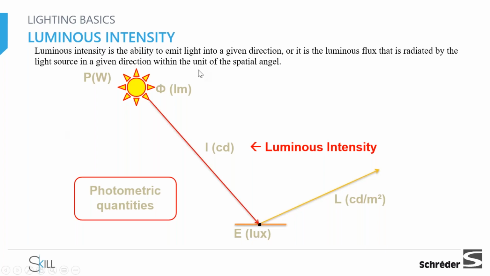So for us, we will also forget about the definition here. We will think about the luminous intensity as the amount of light emitted from the light source in a specific direction. So if we have luminous flux going in all directions, the luminous intensity is the amount of light going in a specific direction. The luminous flux unit is lumen, and the luminous intensity unit is the candela.